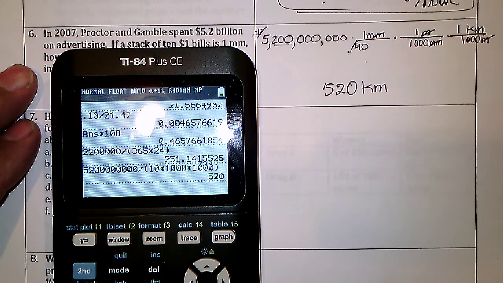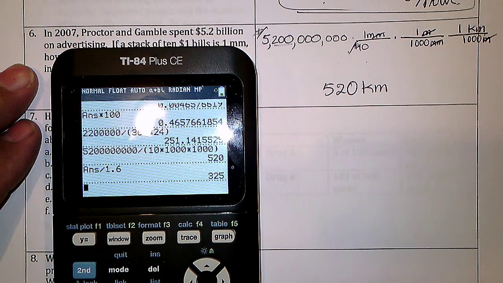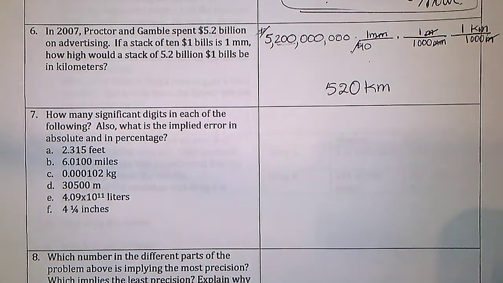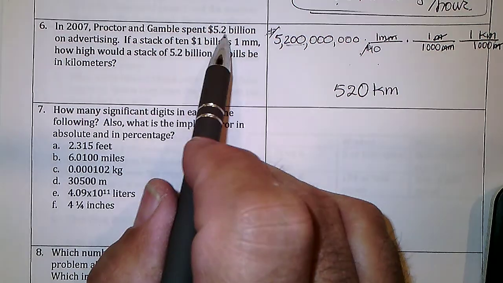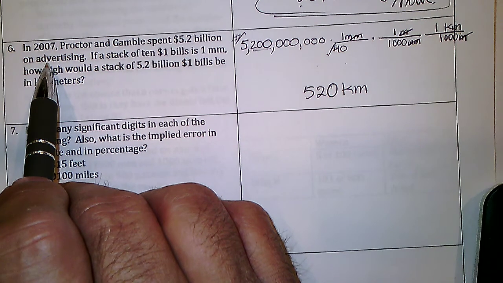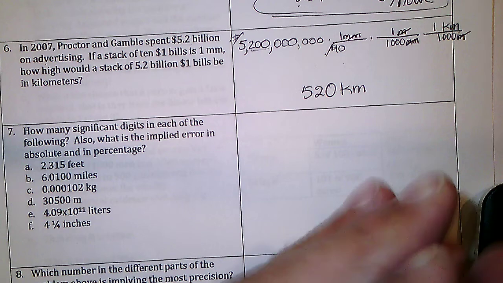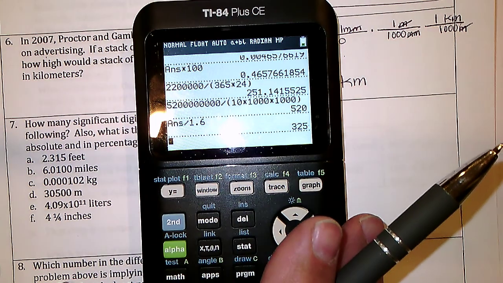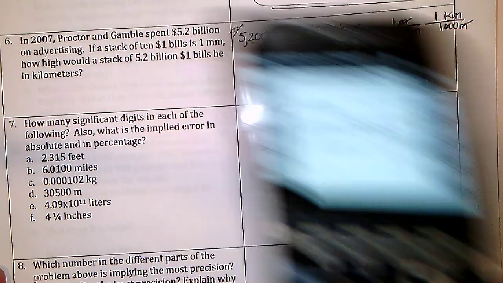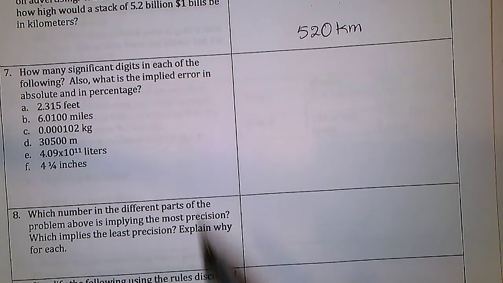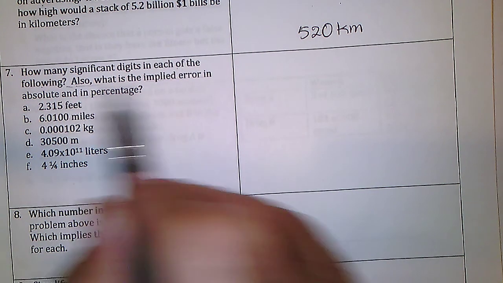Now, if you divide that by 1.6, it would be 325 miles. Procter & Gamble spent 5.2 billion on advertising. So if it was in $1 bills, stacked up, laid down, it would go 325 miles. A stack laying on its side from here to Spokane. That's a long way.